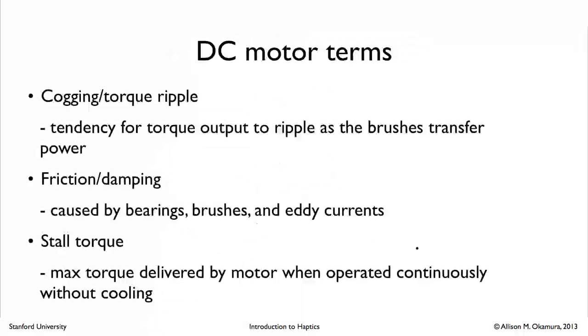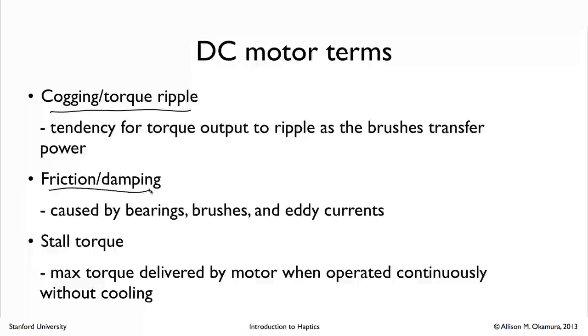Some important DC motor terms that you're going to come across when you think about haptic design are as follows. One is the cogging or torque ripple, and we'll see this more in another slide. That's the tendency for the torque output to ripple as the brushes transfer power. Because the brushes are switching between conductors and insulators back and forth, the torque output isn't perfectly going to be constant. And so we'll see what that looks like in a minute.